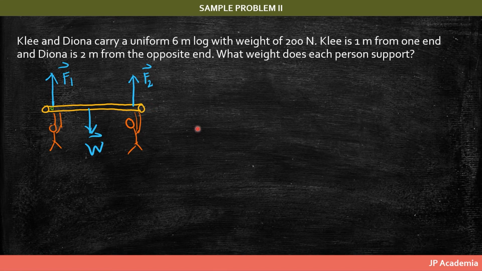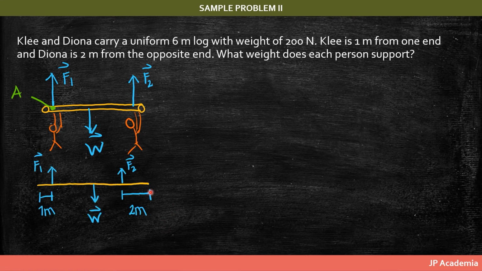So what we can do here is, of course, first try to analyze the problem and define our pivot point, wherein the object rotates about this axis, located, for this case, at the location of this first person with the force F1. And therefore, let's have this drawing below. We have these three forces. The force F1 is located 1 meter from one end, and this force F2 is located 2 meters from the other end.